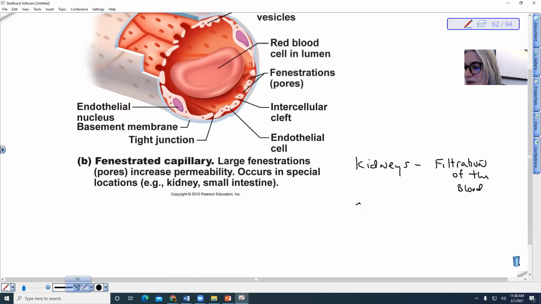The same thing goes with the small intestine. What is special about the small intestine? This is where we have the absorption of nutrients. So we need to be able to pick up rather large substances and get them into the capillaries so that we can then transport them in the circulatory system. So that's where those fenestrated capillaries are located.